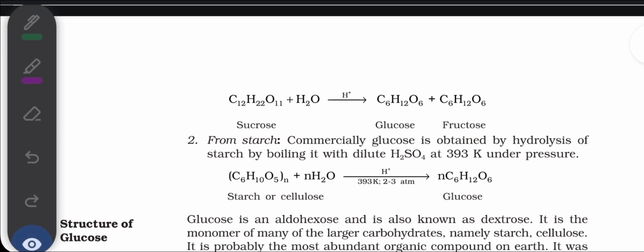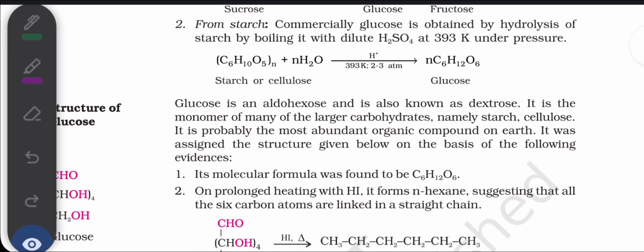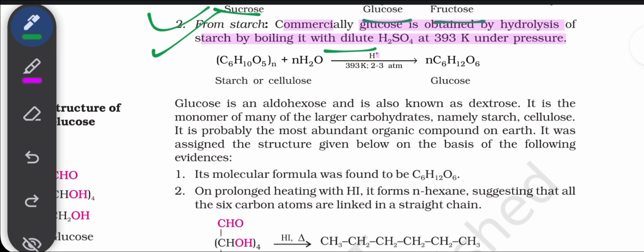Now from starch. Commercially, glucose is obtained by the hydrolysis. So the important point is commercial. Glucose is obtained by the hydrolysis of starch by boiling it with dilute H2SO4 at 393 Kelvin under pressure. So commercial preparation of glucose is from starch and not sucrose. Okay, 393 Kelvin. 373 is the boiling point of water. Starch or cellulose: cellulose is also a polymer of glucose and starch is also a polymer of glucose, and commercially it is prepared by hydrolysis of starch.